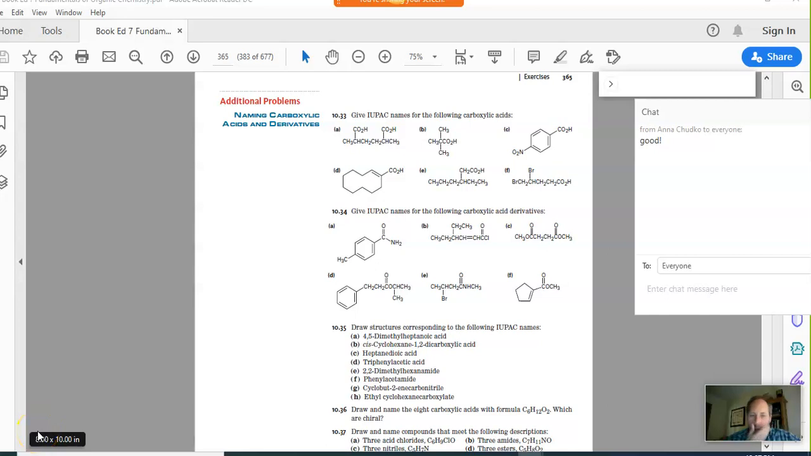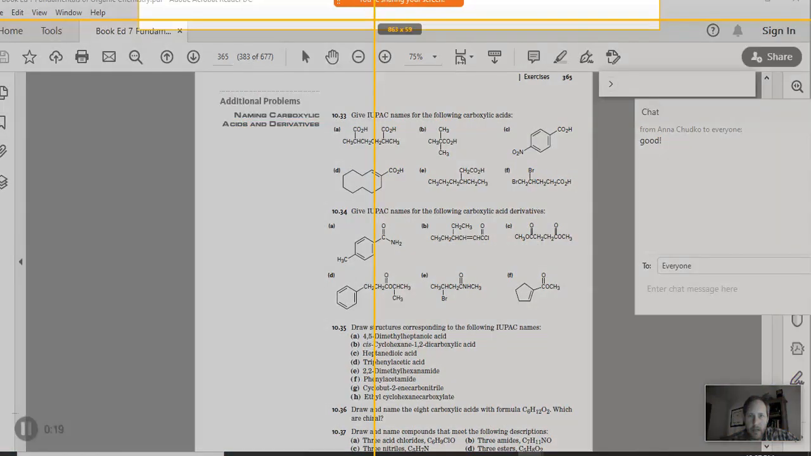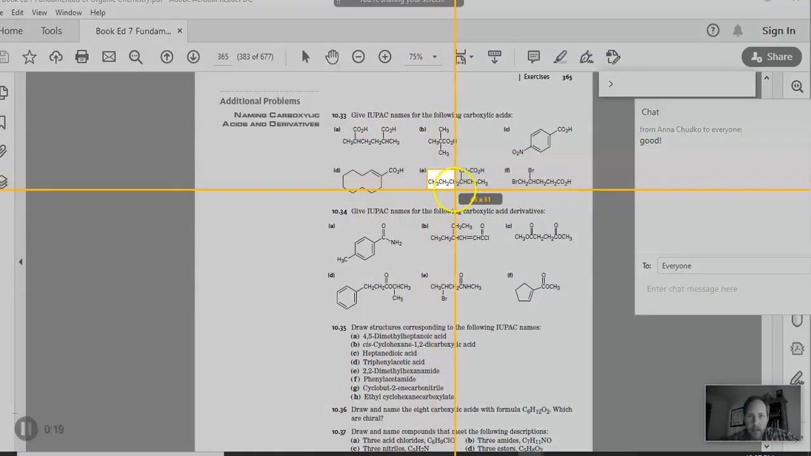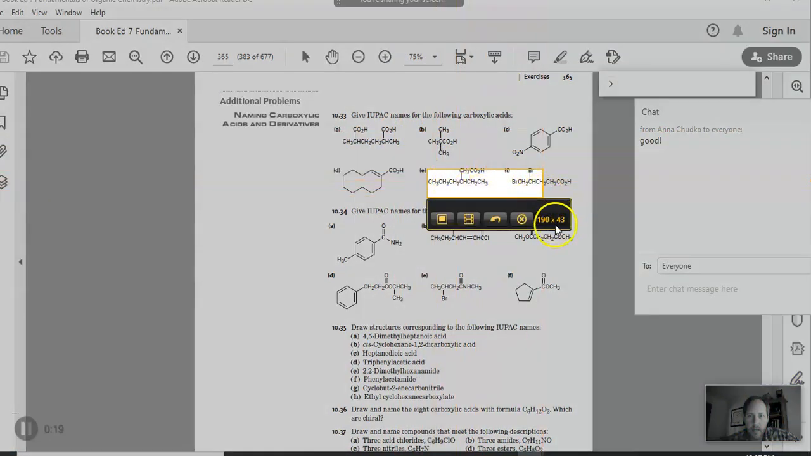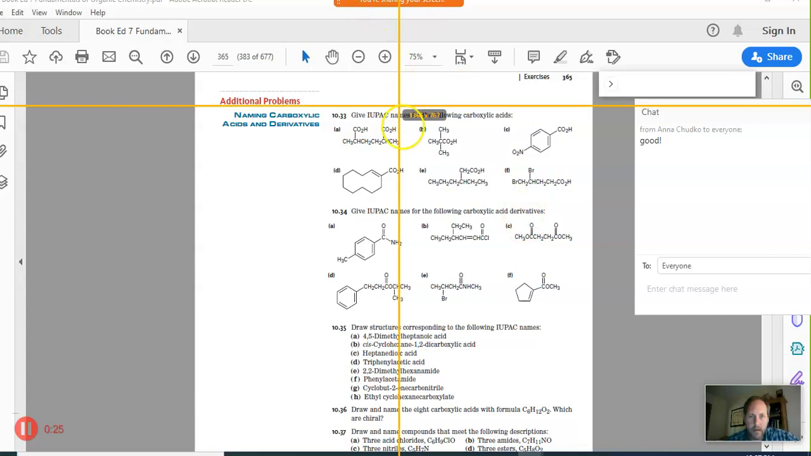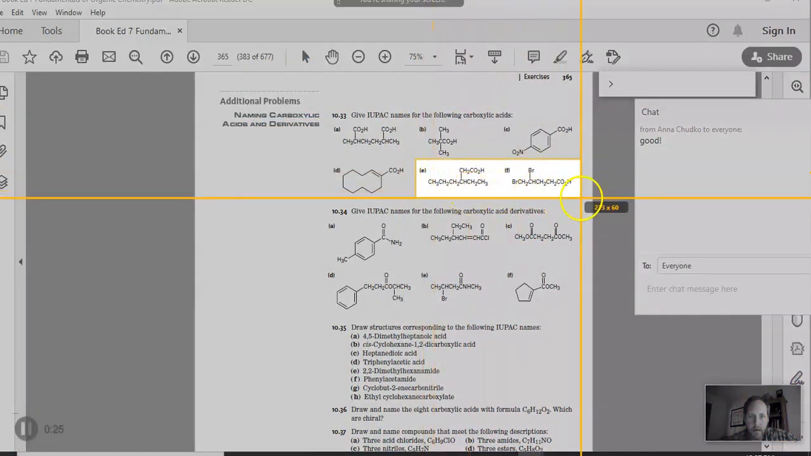Let's do some problems. I want to just kind of pick problems all throughout the whole entire chapter. Like we did, let's start with some naming problems. I'm going to copy and paste them into that smooth draw program. It's a lot easier, I think, to do that. So let's take these two. I like these two problems.